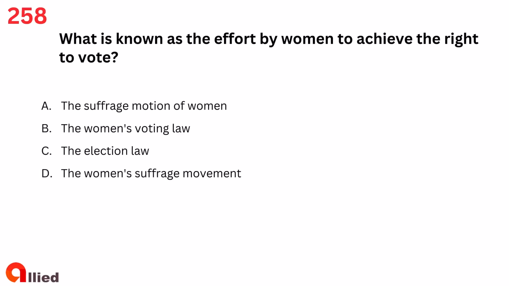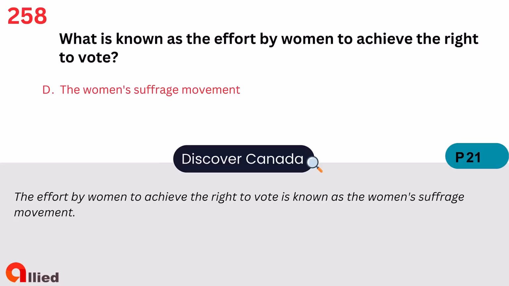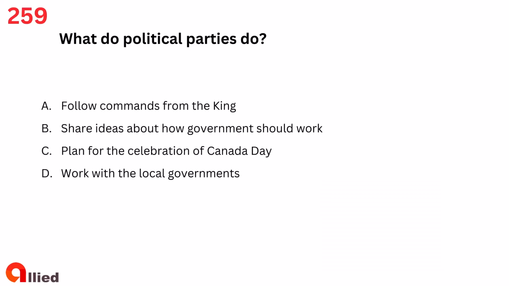Question 258. What is known as the effort by women to achieve the right to vote? A. The suffrage motion of women. B. The women's voting law. C. The election law. D. The women's suffrage movement. The answer is D. The women's suffrage movement.